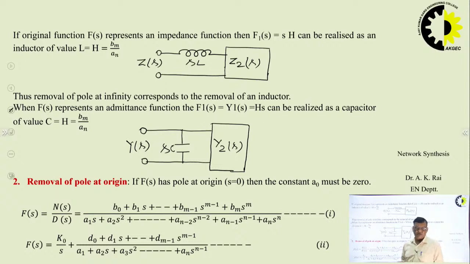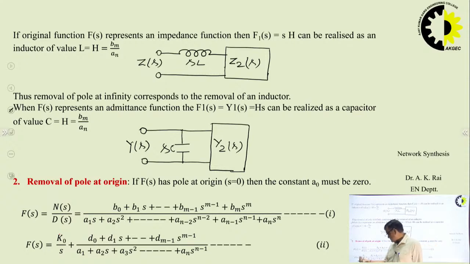So, that will be the long procedure. Better we arrange the polynomial in the ascending order and divide numerator by the denominator, we get the k0 by s term. Suppose this F(s) is a driving point impedance function, then this is a capacitor. This k0 by s will give a capacitive element. So, what is the value of the capacitor? It will be 1 by k0.